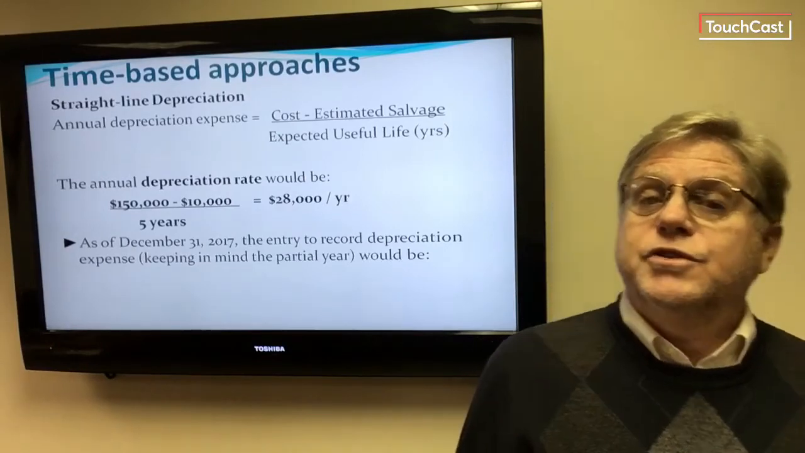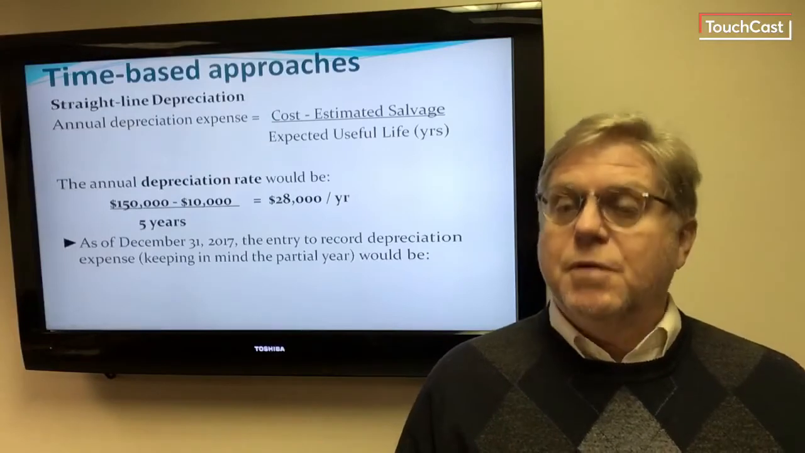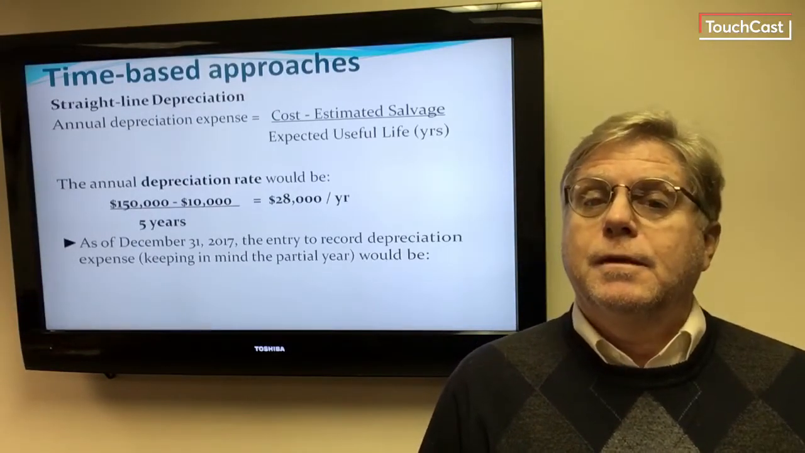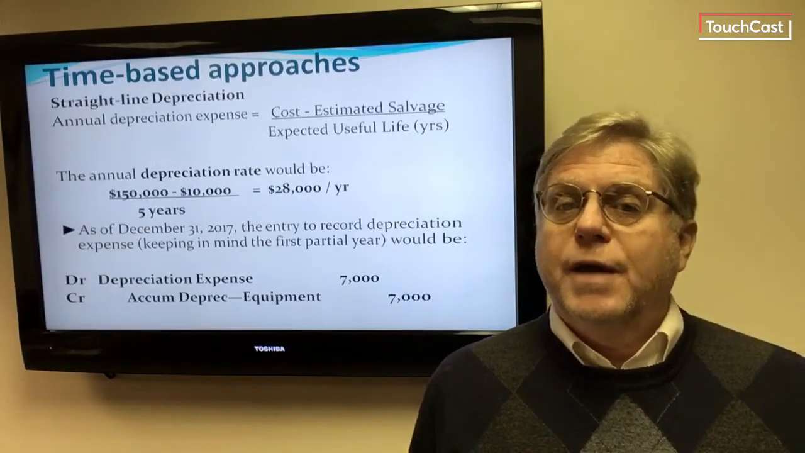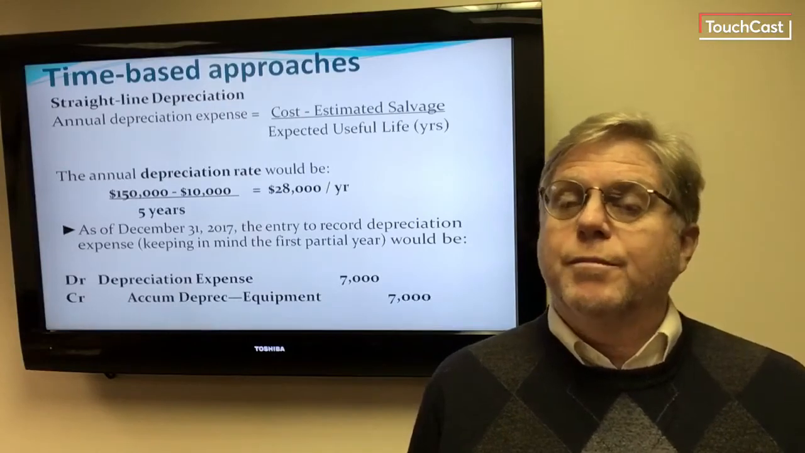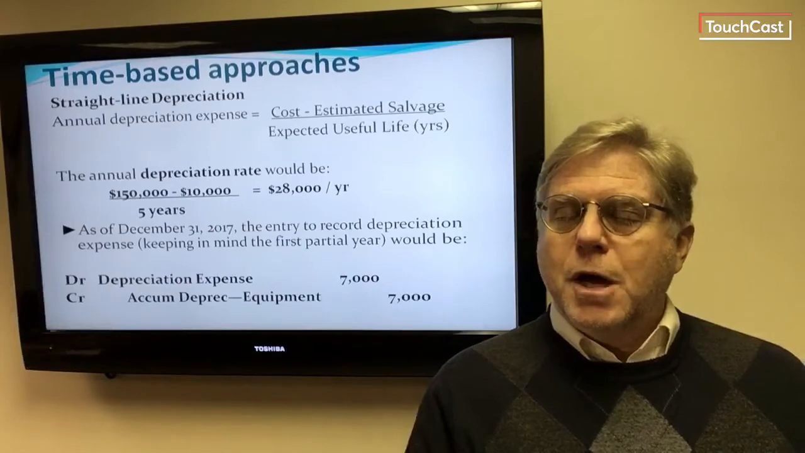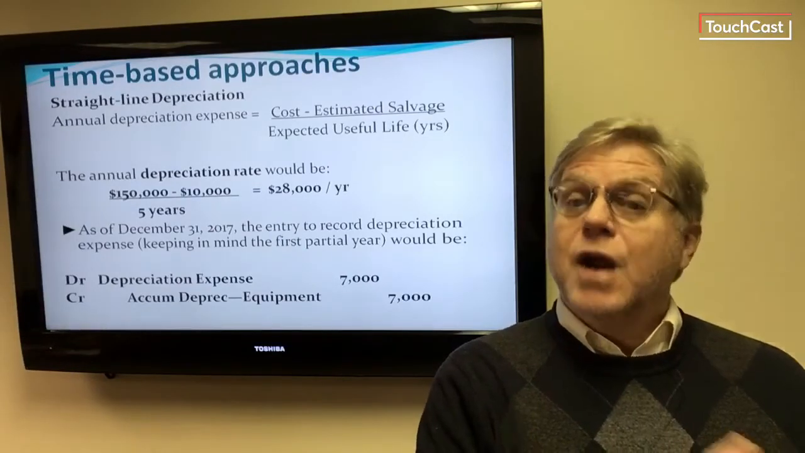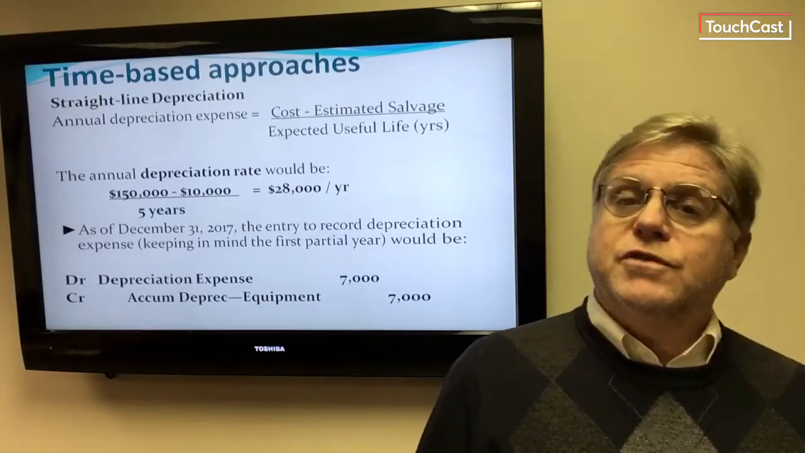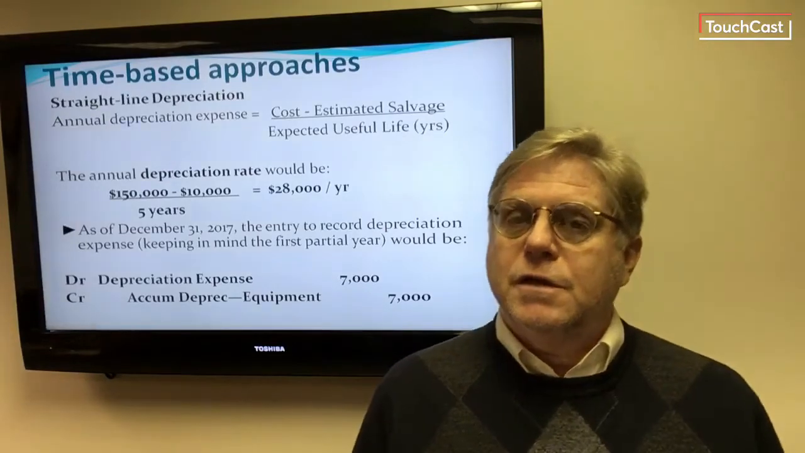As of December 31st, 2017, the entry to record depreciation would be, let's keep in mind that the asset was not put in service for the full year. We would debit depreciation expense by $7,000 and accumulated depreciation - equipment for $7,000. Where does that number come from? Well, a period from October 1st to December 31st represents 1/4 of a year. And so the $28,000 annual amount times 1/4 would give us the $7,000.